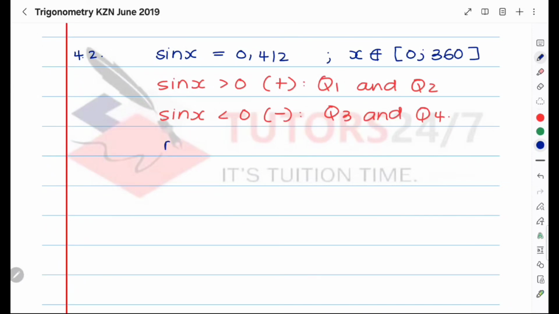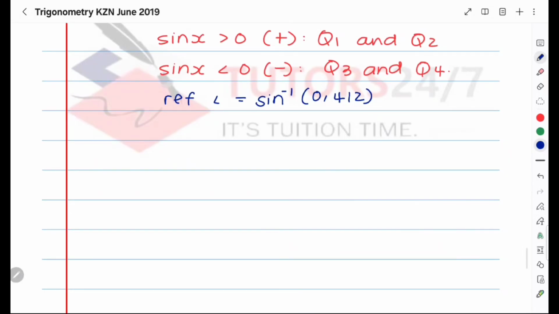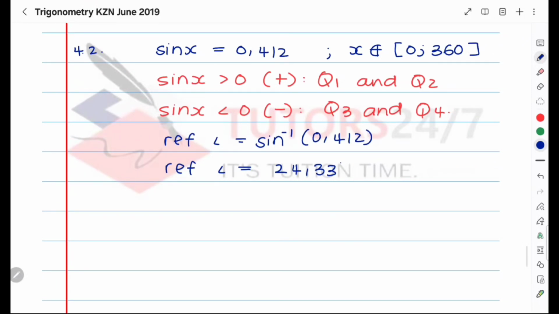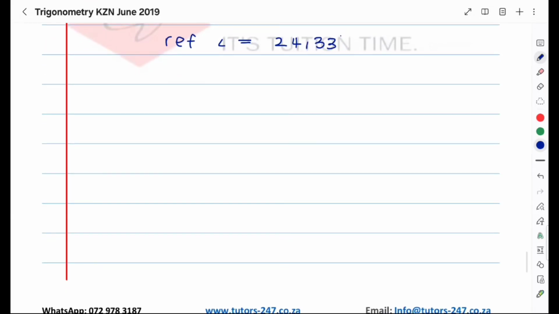So here we are going to say our reference angle is equal to sine inverse of 0.412. We can put this into our calculator, and our reference angle is then equal to 24.33. Anytime you need to find a solution in quadrant 2, 3, or 4, or basically any quadrant that is not quadrant 1, you need to find a reference angle. So let's start with our solution in quadrant 1.